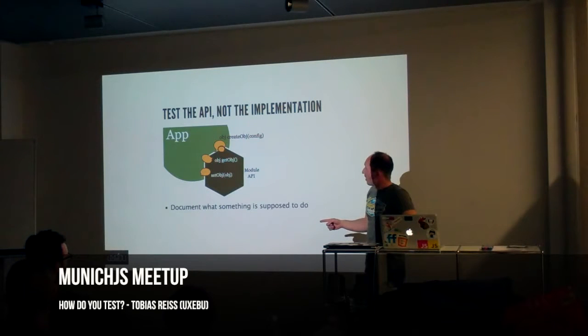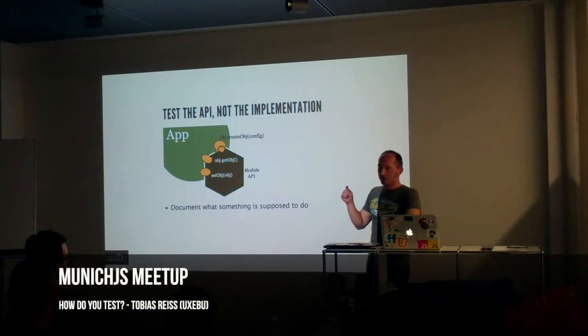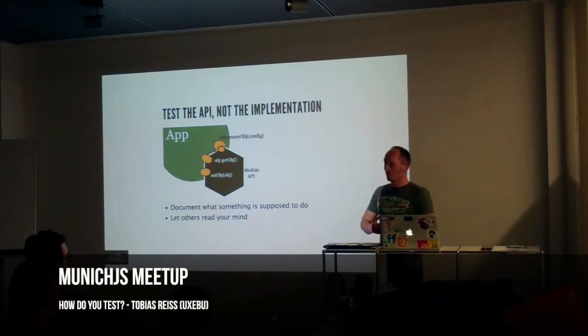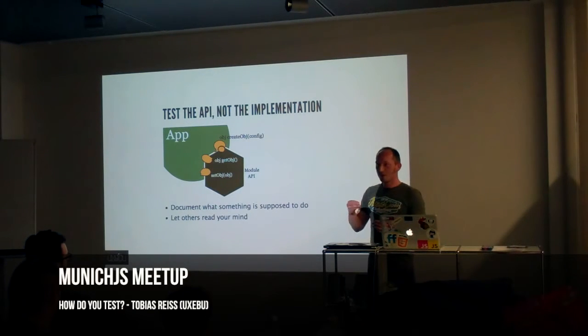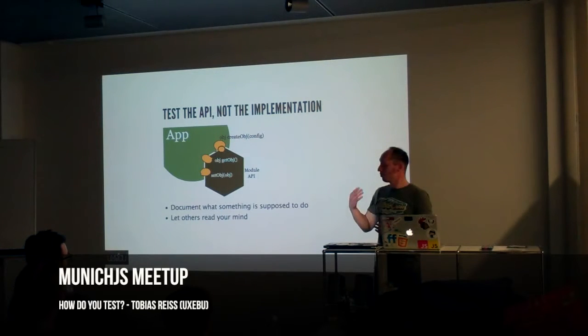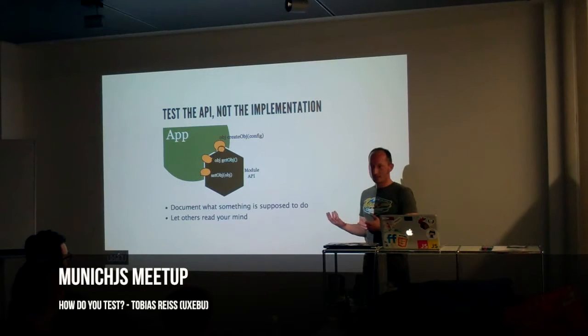And the cool thing about testing just the API is that you actually documented what the API is supposed to do, and then let others read your mind. Why is that so? Well, if you have a look at your tests, you can see what you thought while developing. So even if you did it wrong or not as expected, it's obvious when you see the test, and you can fix it, and nobody has to call you when you're on holidays.